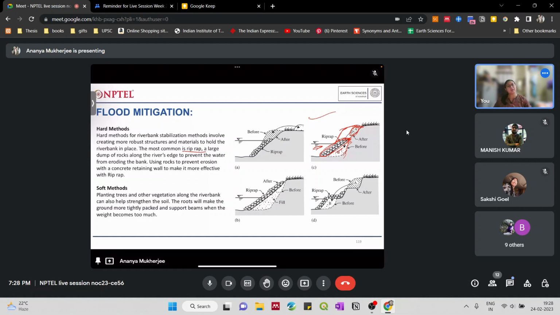Then you have some soft methods also. Soft methods are planting more trees or other vegetation along the river banks. The more densely the root system is, the more it can hold the soil there, and it will prevent the erosion. Obviously, riprap is a costly method, so soft methods would be a much preferable way, but it takes a lot of time for such deeper root systems to develop. So that is one of the drawbacks of soft methods.